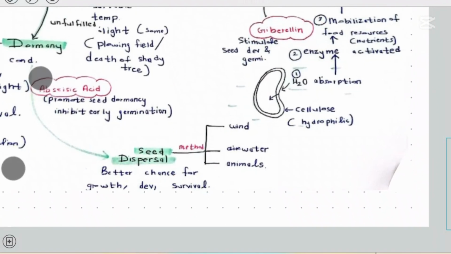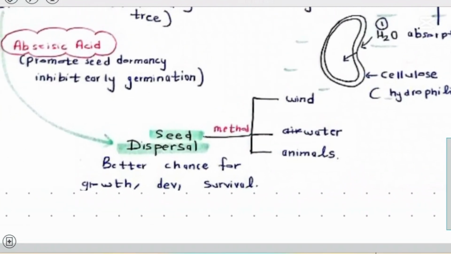What is dispersal of seed? Dispersal of seed means the seed is thrown to different places. It's dispersed. Because of seed dispersal, it has a better chance for growth, development and survival. Now this seed dispersal can be done in three ways: by water, by wind and also by animals. So three methods mainly that can help in seed dispersal.